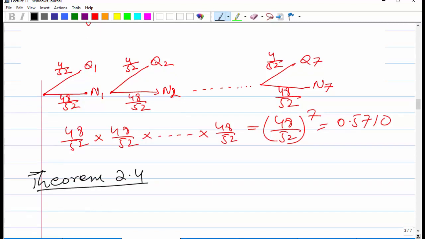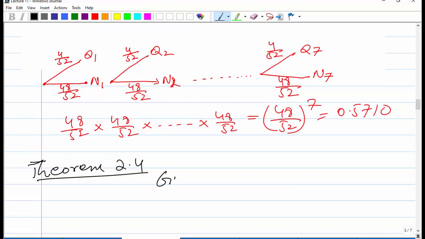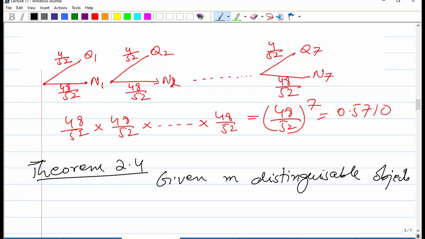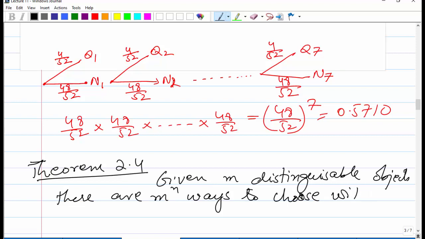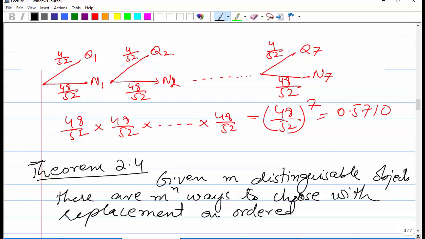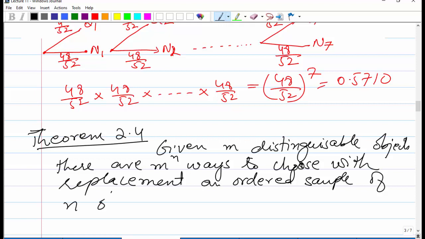It is 2.4. So it says that m distinguishable objects, there are m power n ways to choose with replacement and ordered sample of n objects.